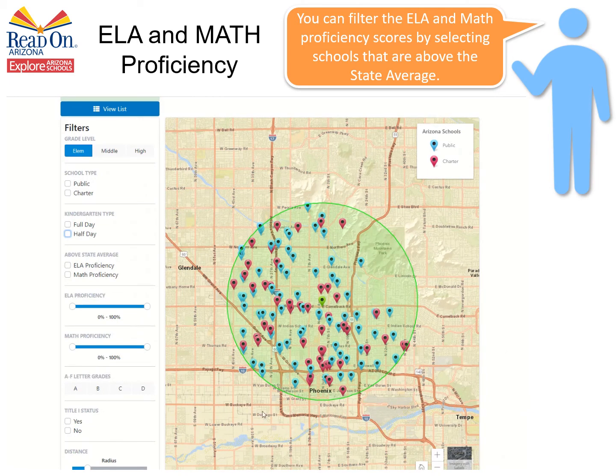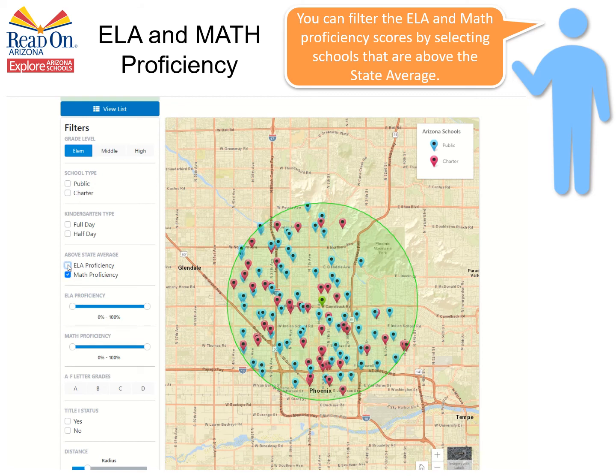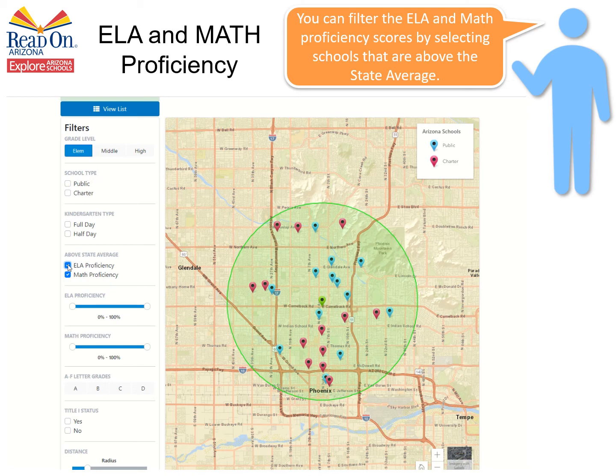You can filter your map view schools by ELA and math proficiency. Selecting ELA proficiency will show schools that have ELA scores above that of the state average. Selecting math scores will do the same. You can click on both ELA and math features or one or the other. If you have not already done so, it may be helpful to explain that ELA and math scores are based on the school's annual English and Language Arts, as well as math scores from the AZ-M2 tests, formerly known as AZ Merit.